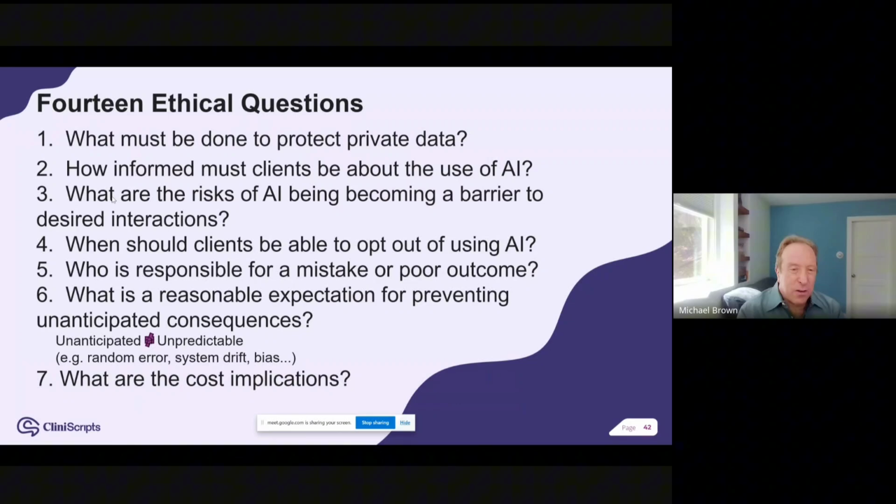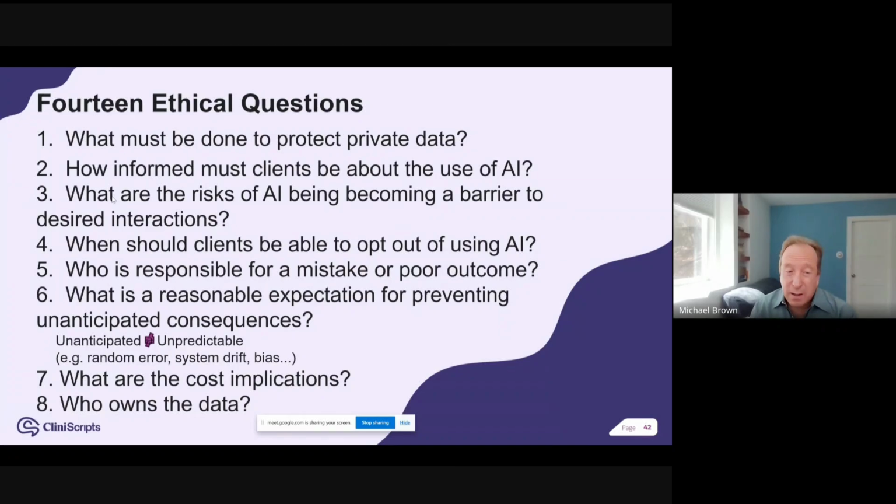What are the cost implications? How much does it cost? What resources are being used for this that are being diverted from something else? And if some people or systems can't afford those costs, is that appropriate? Is that right? What's the basic level that everyone should have a right to?